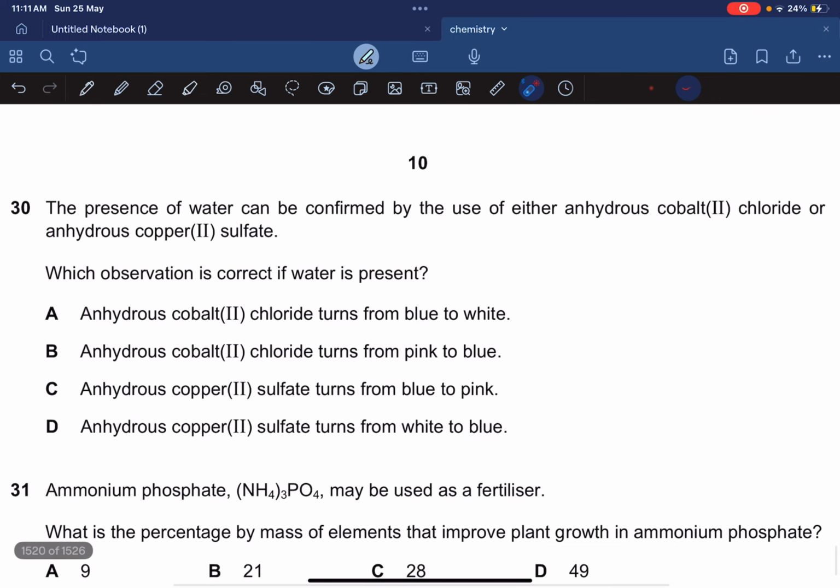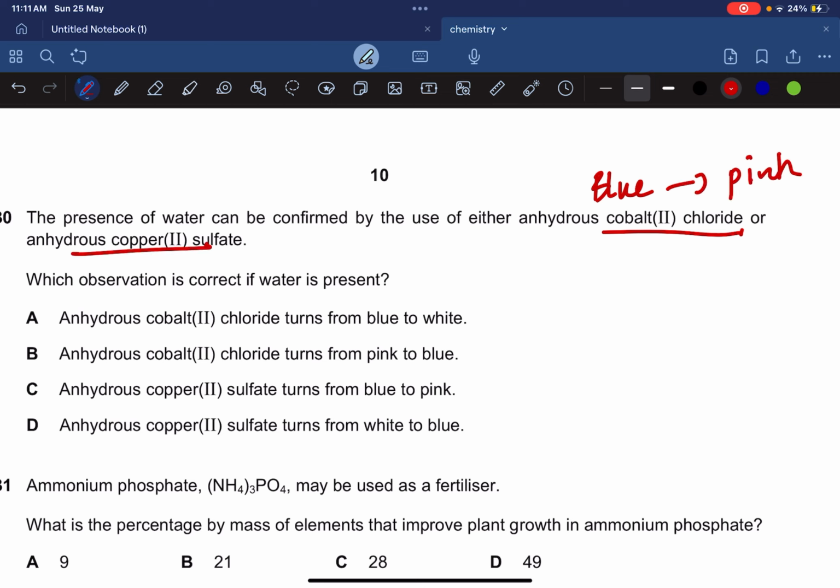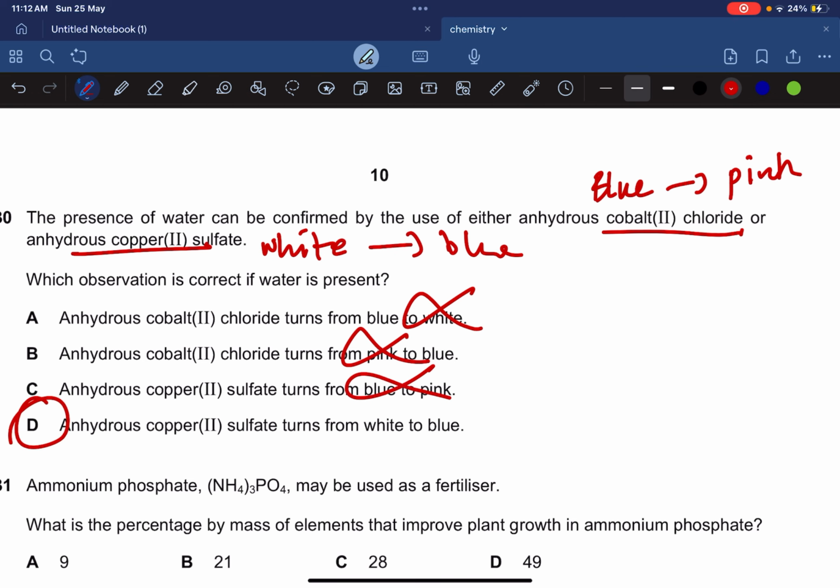Okay. 31. The presence of water can be confirmed by the use of either anhydrous cobalt 2 chloride or anhydrous copper 2 sulfate. Which observations are correct when water is present? Okay, what happens for cobalt 2 chloride is it turns from blue to pink, and what happens to copper sulfate? It turns from white to blue. Okay, anhydrous cobalt 2 chloride turns from blue to white. That's incorrect. Cobalt chloride turns from pink to blue. That's incorrect. It turns from blue to pink. Copper sulfate turns from blue to pink. That's incorrect. It turns from white to blue.